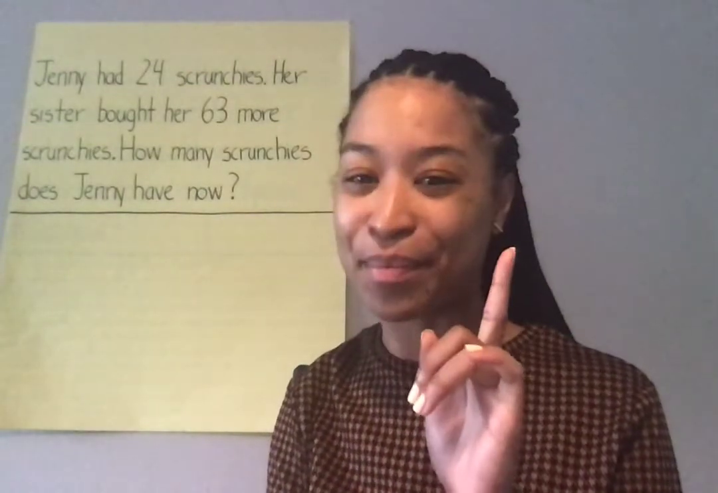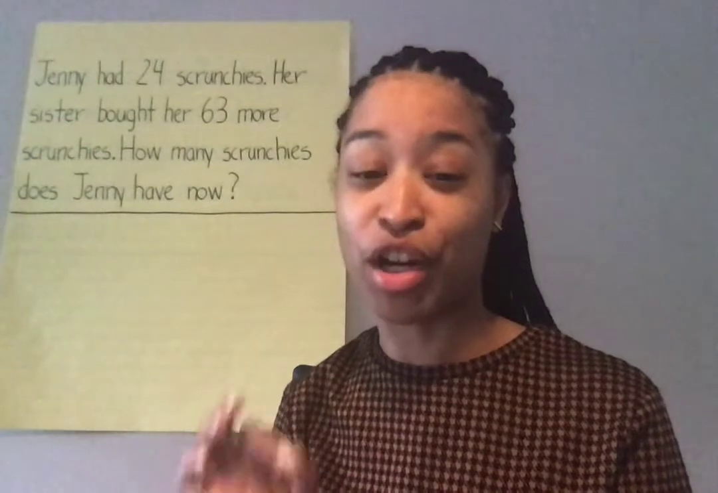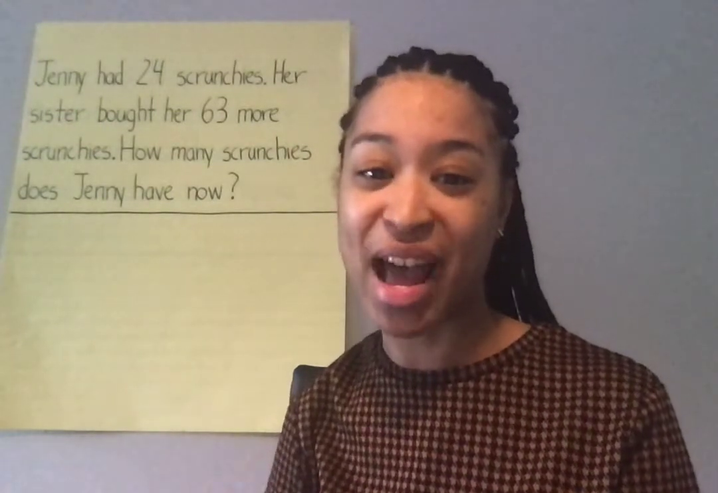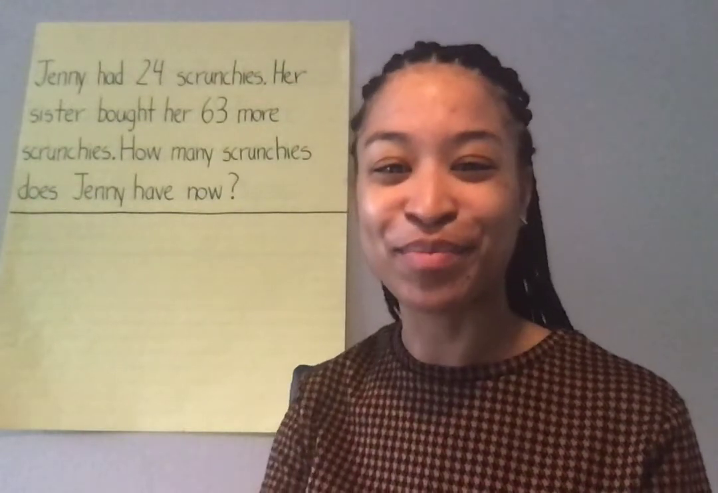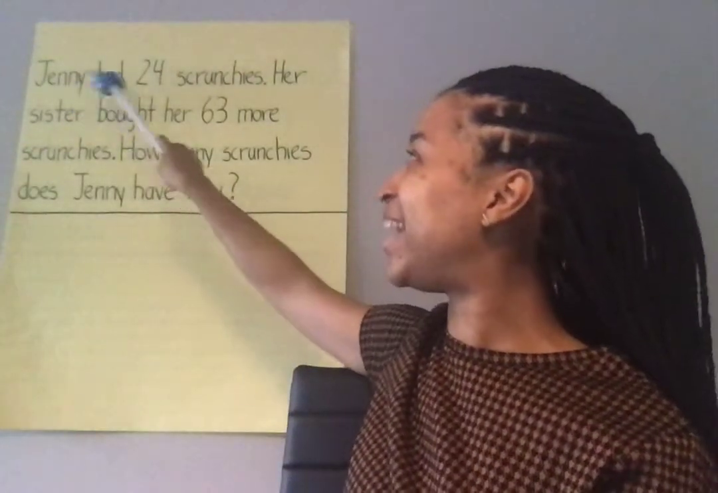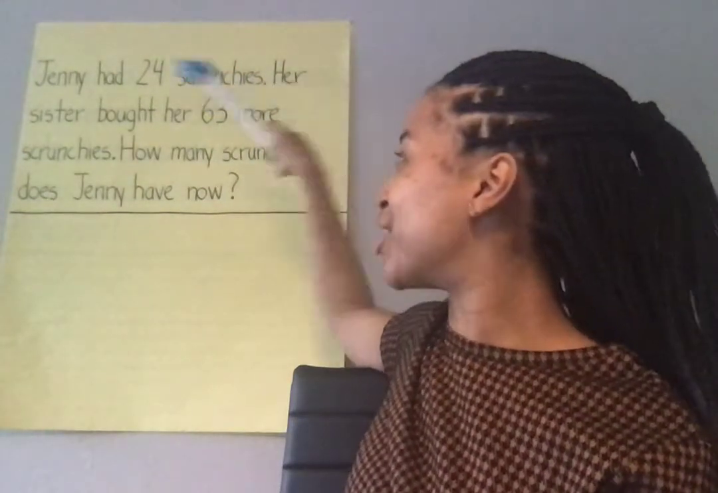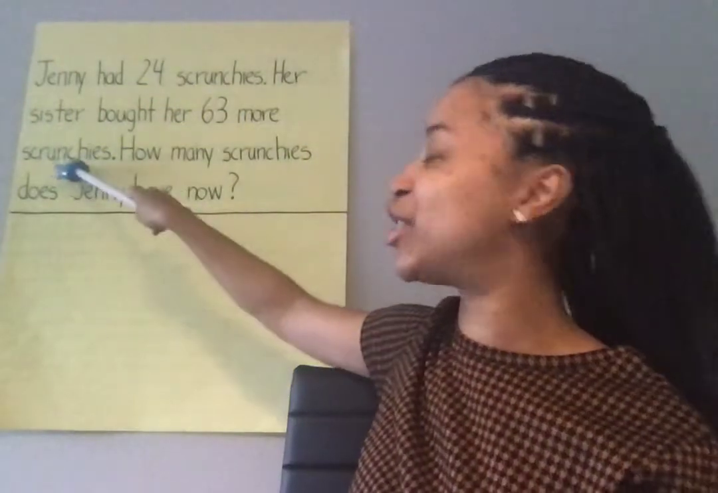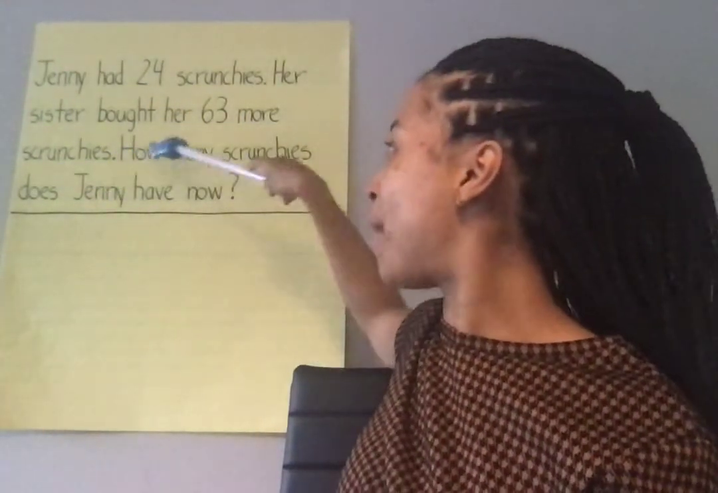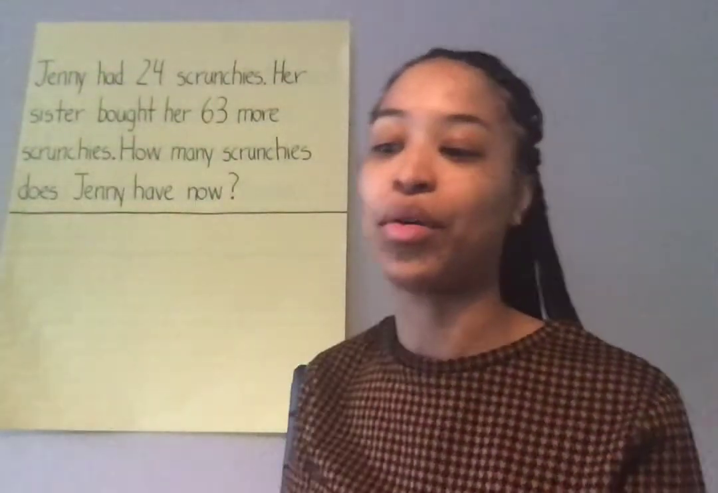That's one time. But I need to read it a couple more times to really make sure I understand what the story problem is asking me to do. Let's read it again. Follow along with me. Here we go. Jenny had 24 scrunchies. Her sister bought her 63 more scrunchies. How many scrunchies does Jenny have now?